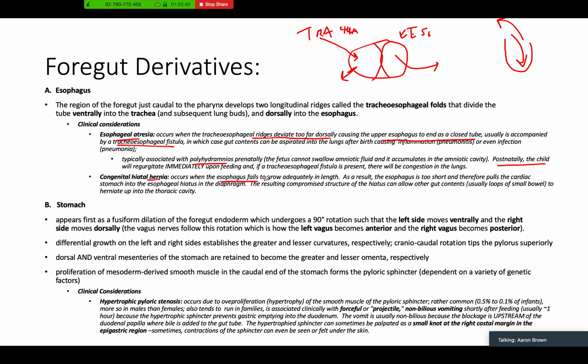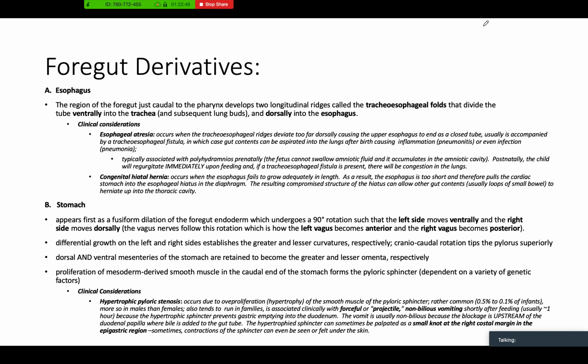Okay. Congenital hiatal hernia. Here, when the esophagus does not grow far enough, it pulls the stomach. So typically as the esophagus develops, it's going to go through the diaphragm. Here's our diaphragm. And then it's going to connect to the stomach, which is growing below. In congenital hiatal hernia, the esophagus is kind of short. And so our diaphragm's down here, the esophagus is too short. And so it's going to kind of pull our stomach up into the thorax where the lungs are.